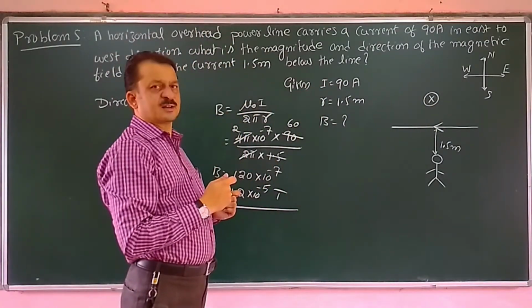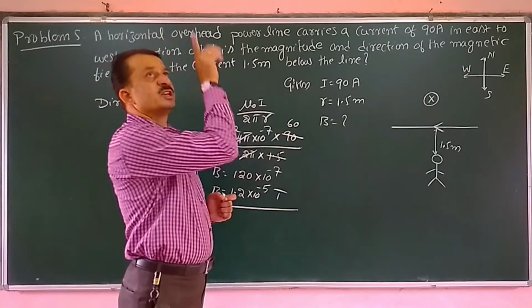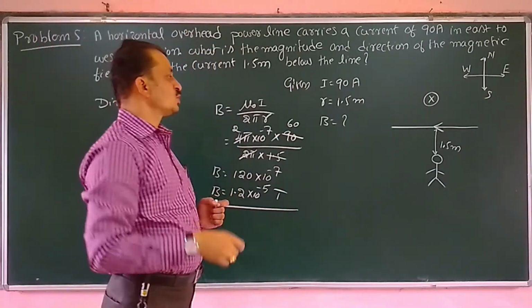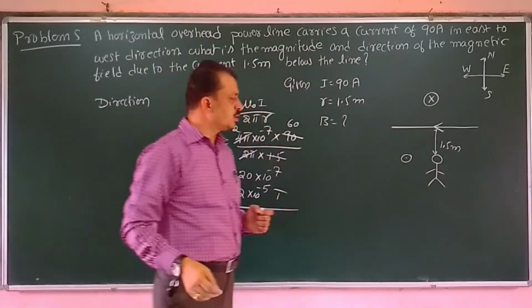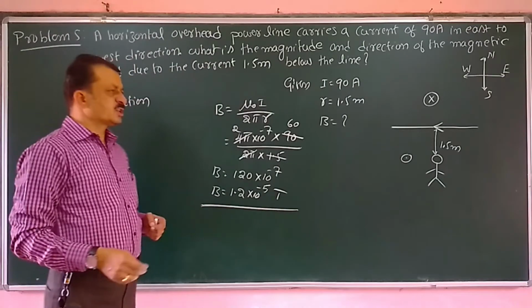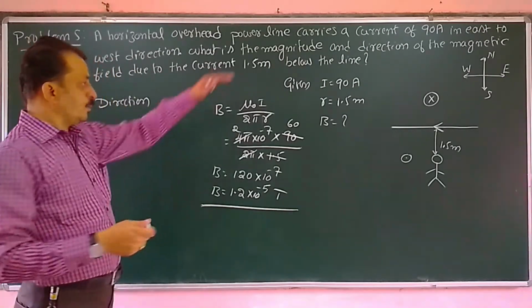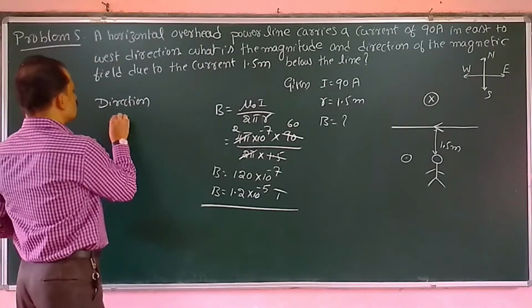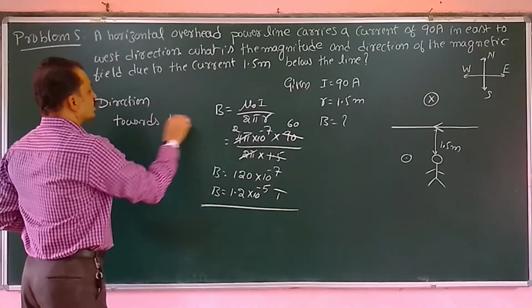Below the wire, where I am standing, the magnetic field is towards this direction, that is towards south. That is, here it is coming out of the plane of the board, but in north-south direction it is towards the north above the wire, and below the wire, it is towards the south direction.